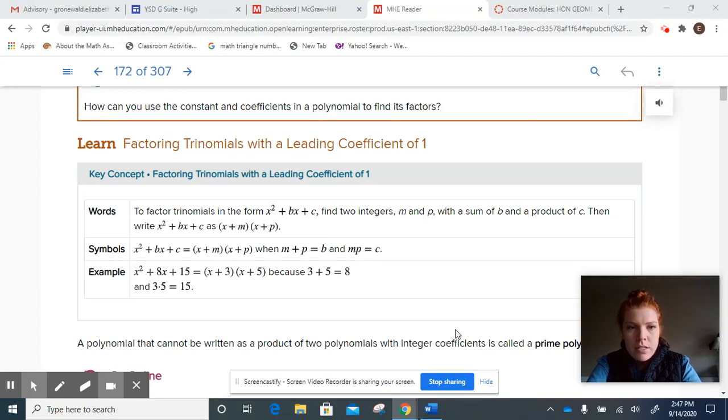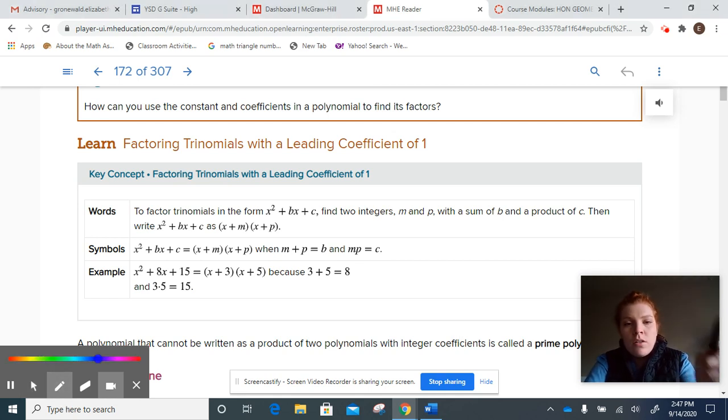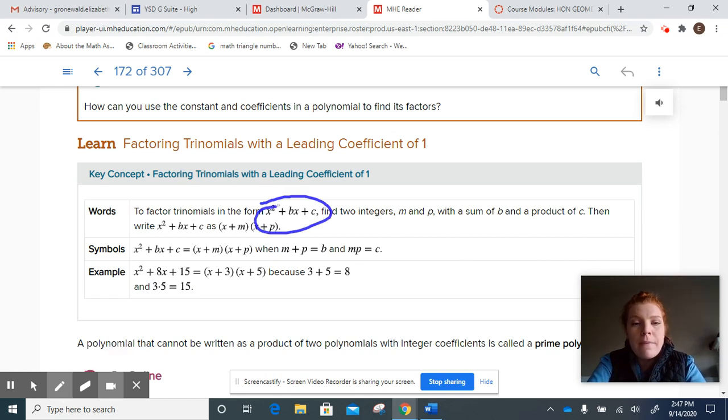All right, we are on 10.6, which is factoring trinomials. A trinomial is a three-termed expression. Typically, our trinomials are going to have an x squared term in them, so they look kind of like this: x squared plus bx plus c.